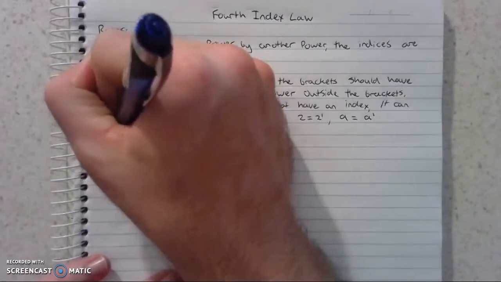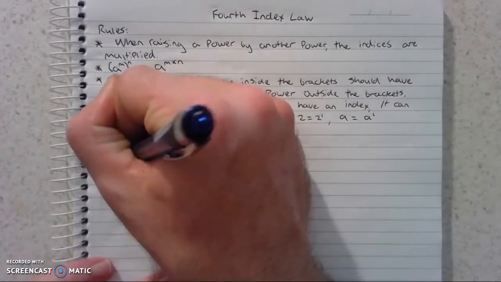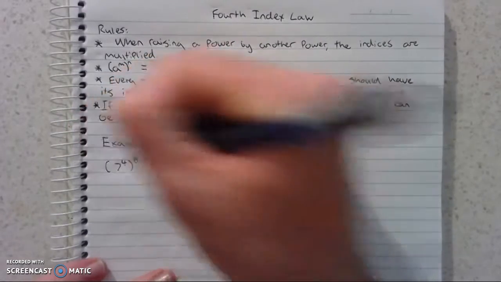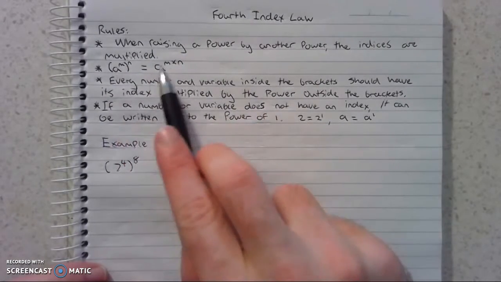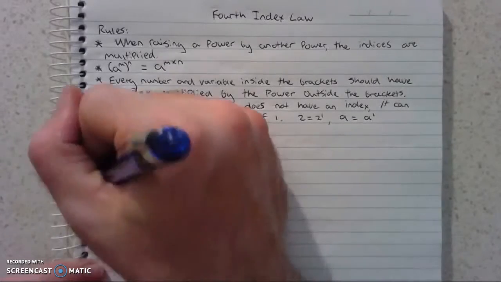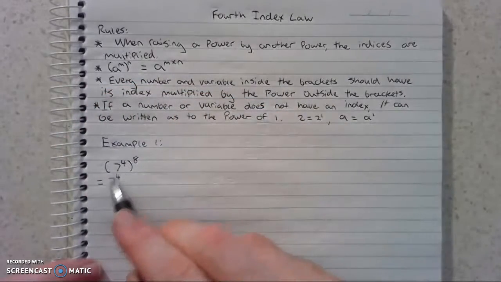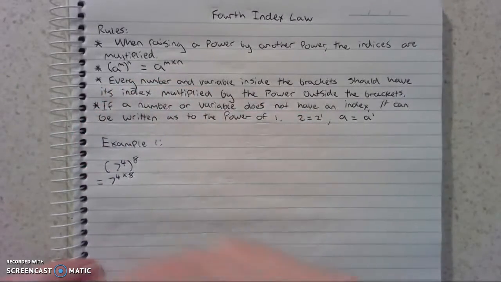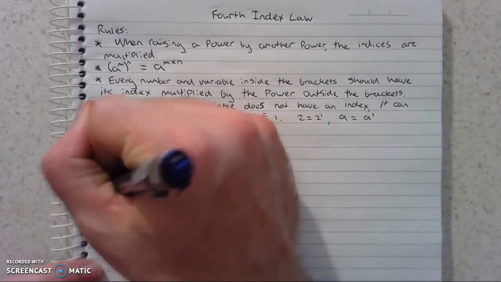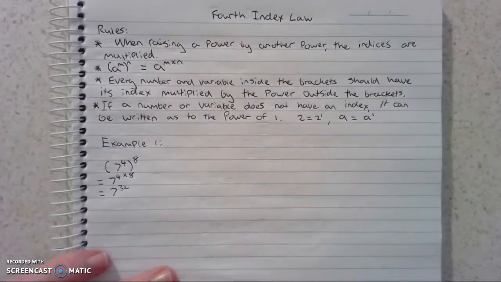Example 1, we can do 7 to the power of 4, in brackets, and all of that to the power of 8. We can apply the fourth index law, and we know that will be 7 to the power of 4, so that's everything inside times everything outside, times 8. And 4 times 8 equals 32.